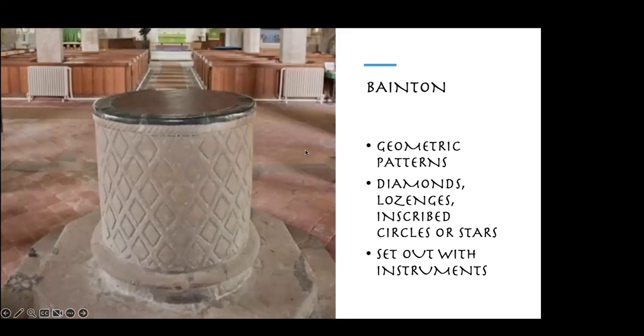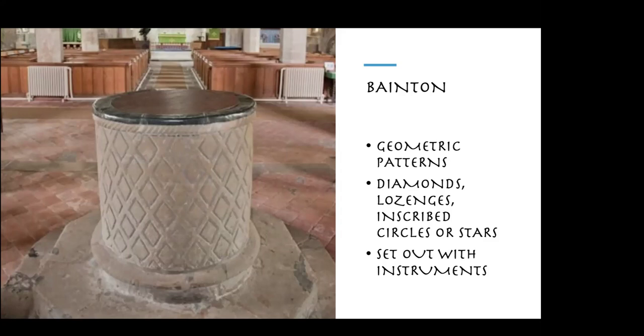Now, one of the things we're looking at is the way in which these fonts were made. Here we've got one at Bainton. This diamond pattern that we've seen, of course, at Durham, these geometric patterns require setting out with instruments and skill to make certain that the pattern repeats properly round the drum and comes out without a mismatch at the end.